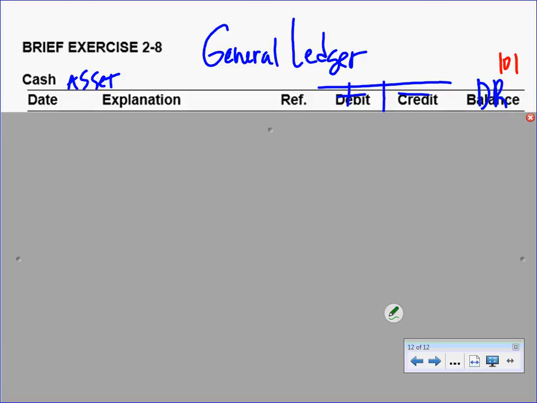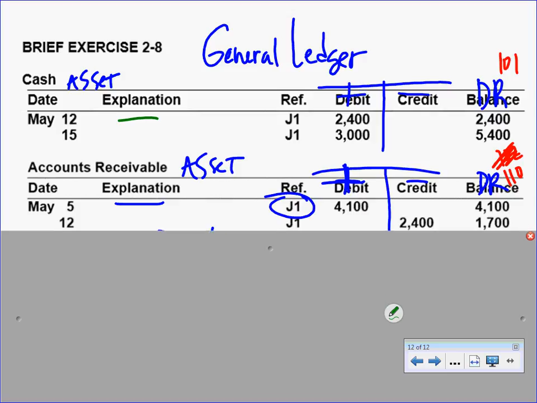It looks like our AR is paying not all of their bill, but some of their bill. The AR was the credit in this case. And here's where you really see how the little accounts or the ledgers work. On May 12th, we had no explanation. Still journal page 1, but we credited 2,400. Well, I see we had a balance of 4,100, so I'm taking 4,100 minus my credit to be the updated balance. Our AR still owes us $1,700.